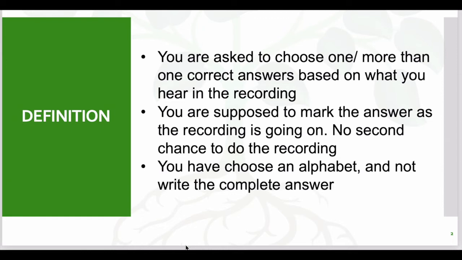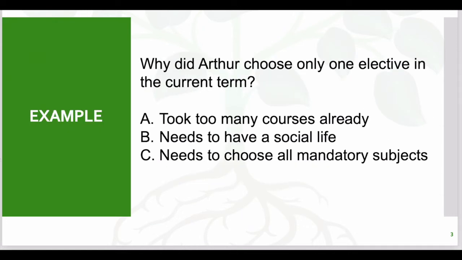But remember here that you are supposed to choose one alphabet. You're not supposed to write the complete answer. Take a look at how an example question can look. In this question, if you have to choose an option among A, B, and C, you're choosing an alphabet and you're not writing the complete text here.